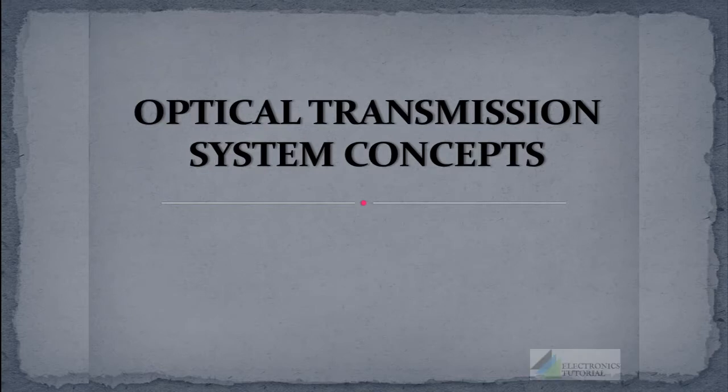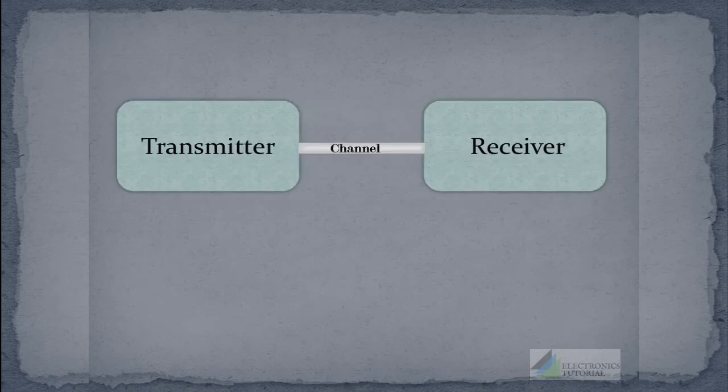Hi, the topic that we are going to discuss today is optical transmission system concepts. The basic block diagram of any kind of communication system will be like this. There will be a transmitter. The signals that we need to convey to the other side will be transmitted from this section. The signal should reach the receiver side. There will be an interconnecting link between the transmitter and the receiver. It is known as channel.